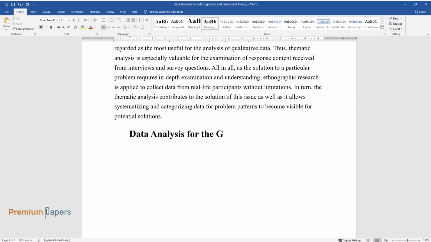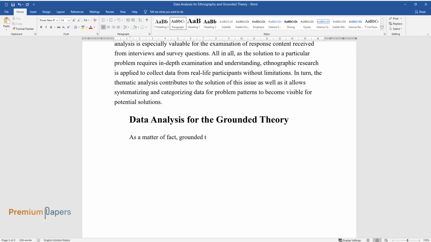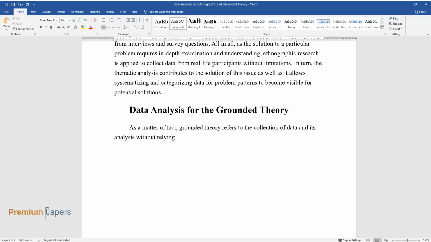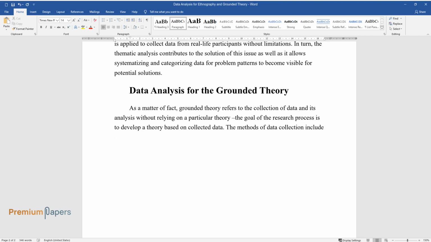Data analysis for the grounded theory. As a matter of fact, grounded theory refers to the collection of data and its analysis without relying on a particular theory. The goal of the research process is to develop a theory based on collected data. The methods of data collection include interviews with open-ended questions, observation, and the study of texts or artifacts.